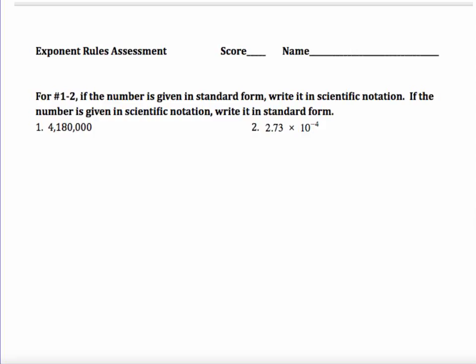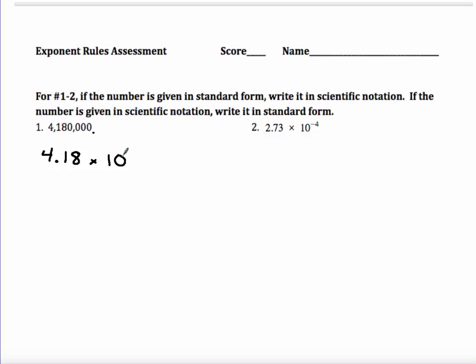It says, first of all, that if the number is given in standard form, write it in scientific notation, and if it's given in scientific notation, write it in standard form. So number 1 here is written in standard form, and so I'm going to put this number into scientific notation. Currently in standard form, if there were a decimal in this number, it would go right here at the end. And so by putting this in scientific notation, I have to make it be a number that is between 1 and 10.